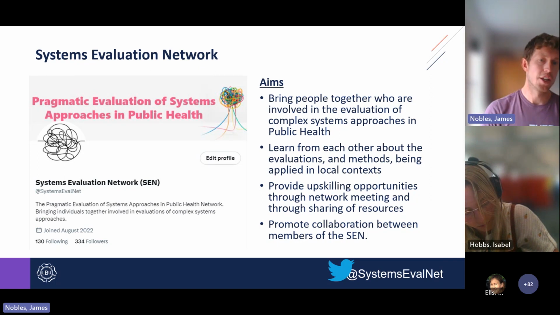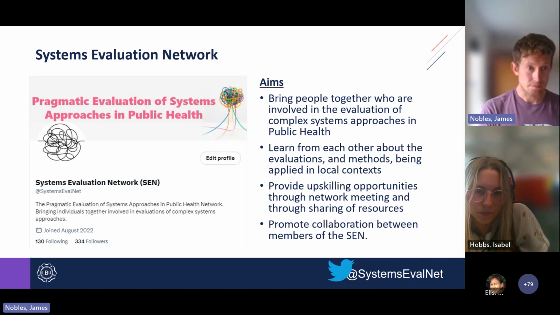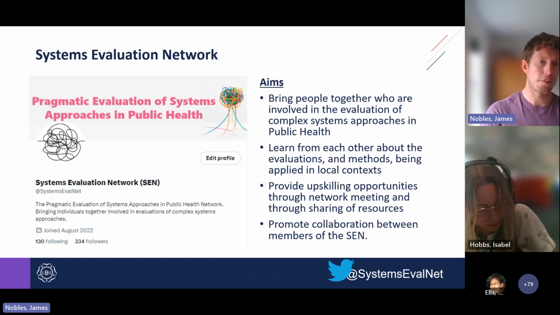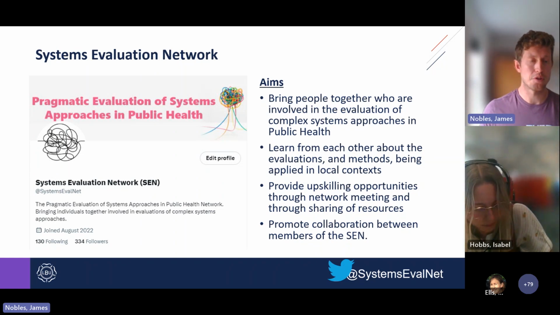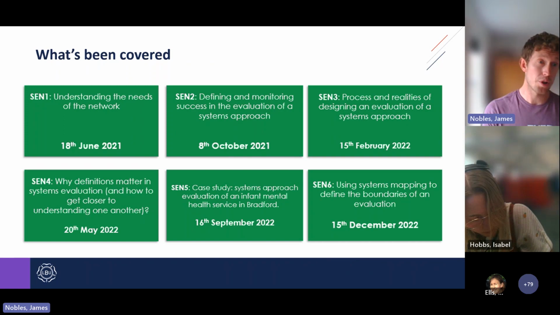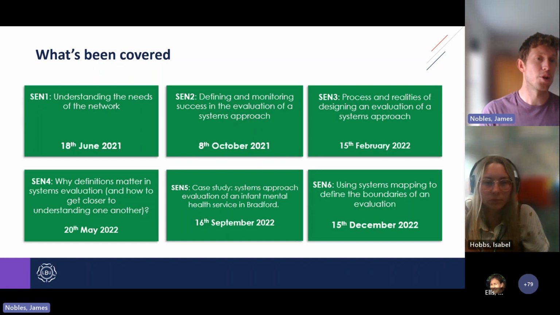And the idea is that we can get some collaboration going between members of the Systems Evaluation Network. This really has taken hold over the last 2 years. When we initially started, I think about 50 people joined us in the network. Now, 2 years on, we've got over 600 people from all over the world who are part of this, very much a virtual online network. The way in which it operates is that every quarter, we have a Systems Evaluation Network meeting where we bring together as many people as want to attend.